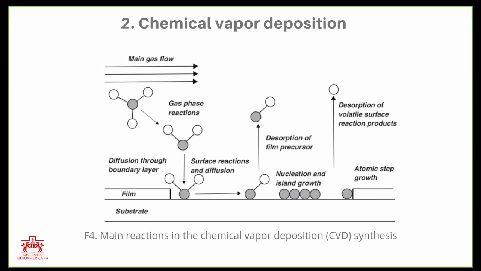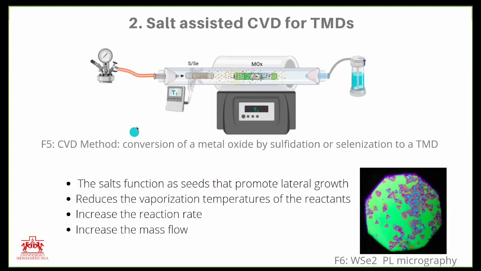To improve the quality and increase the area of the synthesized materials, we use a salt-assisted chemical vapor deposition. The CVD method we use is by conversion of metal oxide by sulfidation or selenization to a TMD. We have here our precursors. And well, the salt functions as seeds that promote lateral growth.